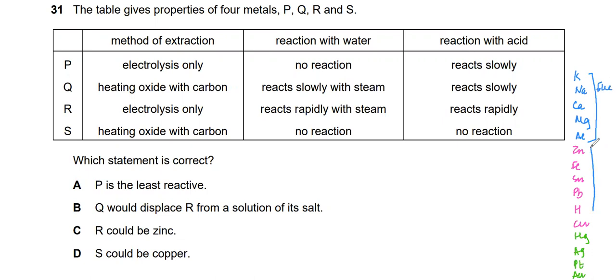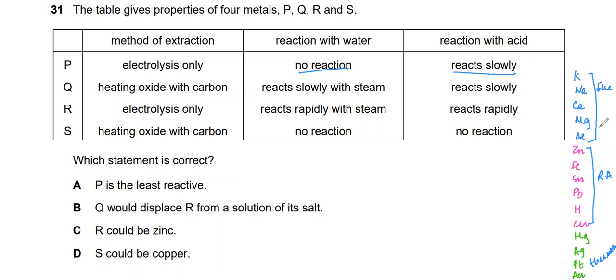And these are the elements which are extracted on reacting with the reducing agents. And below are the elements which are thermally extracted. When we heat them, they can be easily extracted. Okay, so electrolysis, that means P belongs to this category, electrolysis only, but it has no reaction with water, neither does it have a reaction with acid.